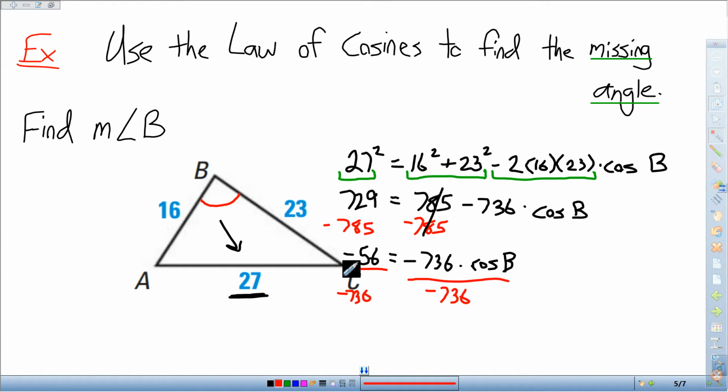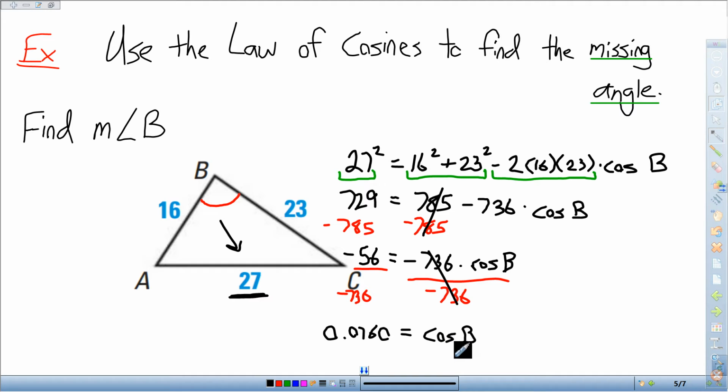In your calculator, you should already have negative 56. Go ahead and divide that by negative 736. You should get this big, small decimal. Don't delete that out of your calculator. We should have 0.0760, and it goes on for a while. You can just write out some decimal places, it doesn't really matter. Over on the right, these are gone, and we have cosine of angle B.